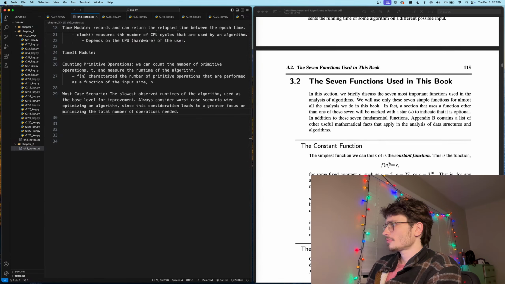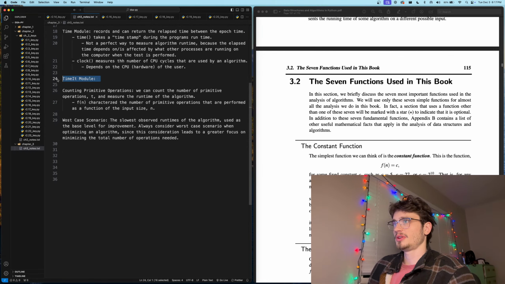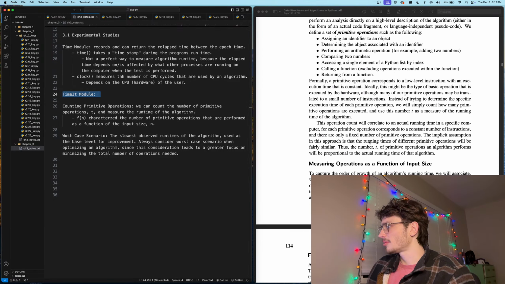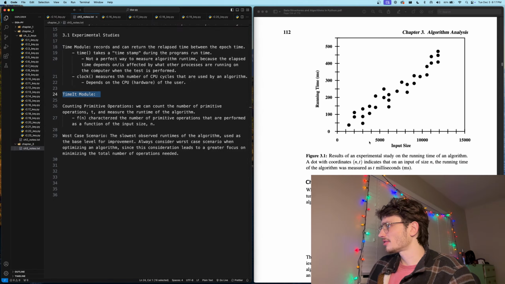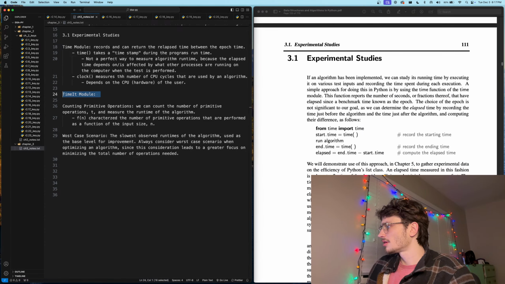Okay, here we go. 3.2. We're moving on here. So we have a timeit module thing that we need to kind of... Where did the timeit come in? We talked about timeit. What was that again?